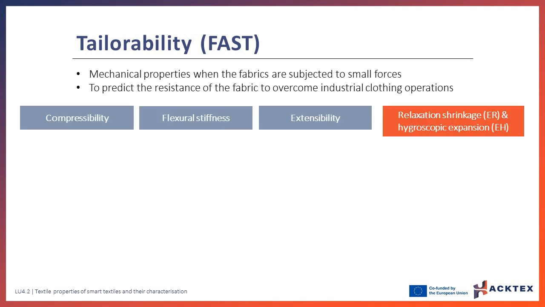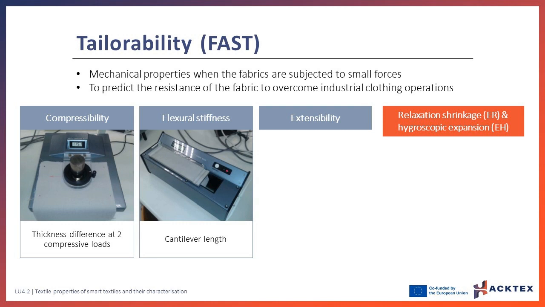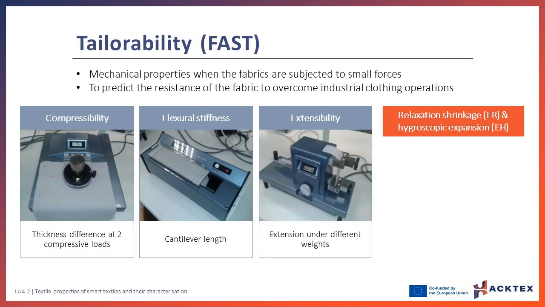FAST consists of 3 instruments, to measure the compressibility, stiffness, and extensibility, and a test method to measure the shrinkage and hygroscopic expansion. The compressibility is measured as the difference of thickness of the fabric when it is subjected to 2 types of compressive loads of 2 or 100 grams per squared centimeter, respectively. The flexural stiffness is measured in both warp and weft directions by the method of cantilever length. And the extensibility is measured subjecting the fabric to different loads.